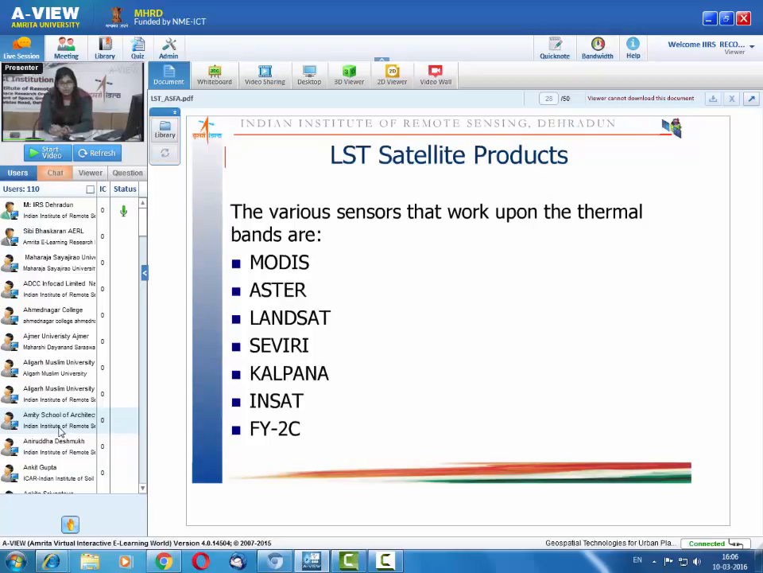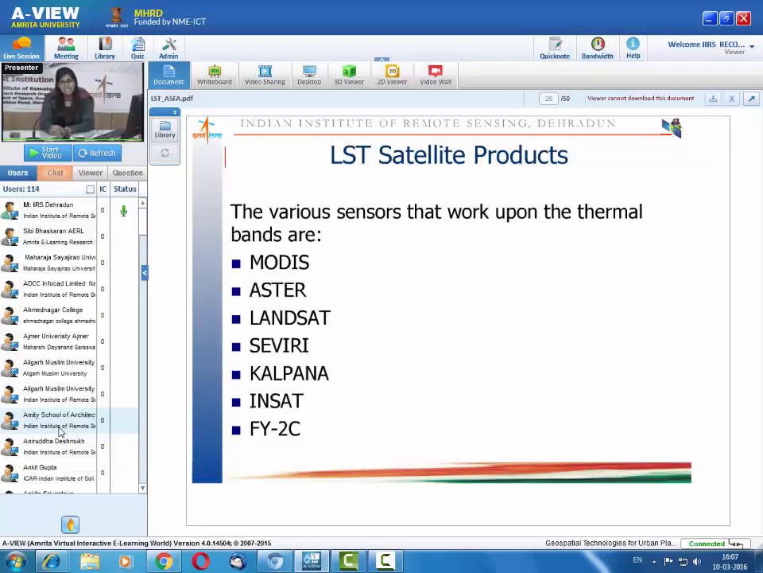So what are the satellite products that are available for land surface temperature estimation? As I told you, MODIS, Aster, Landsat, Severi, Kalpana, Kalpana is Indian, INSAT, INSAT 3D, FY2C, out of which Indian are Kalpana and INSAT. But the only problem with these two sensors is that for land surface temperature studies within the urban areas, we cannot use them because the resolution is in kilometers, 1 kilometer, 4 kilometer and 8 kilometer. It is helpful in global studies. So if you are interested in a regional study or a state level study, then you can use these products.